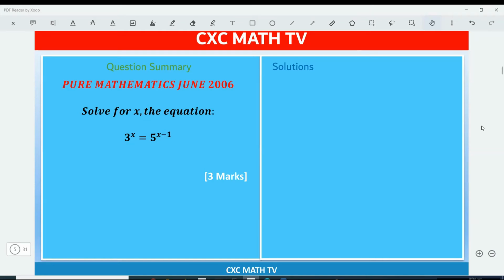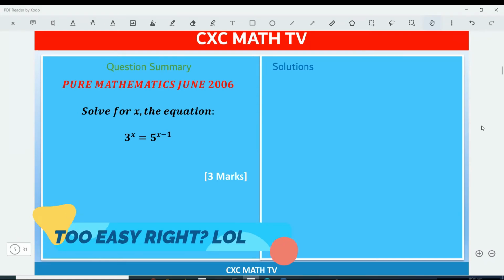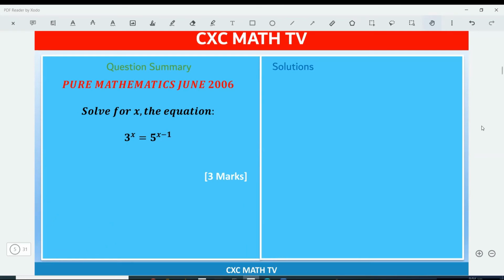It says solve for x. We have 3 to the x equal 5 to the x minus 1. Solve for x, and it's only 3 marks. Anytime the unknown is in the power, you take the log of both sides. Always remember, whenever the unknown is in the power, we take the log of both sides. So this is going to become the log of 3 to the x is equal to the log of 5 to the x minus 1.